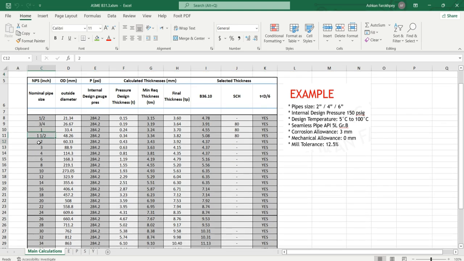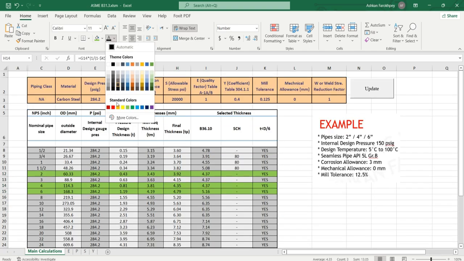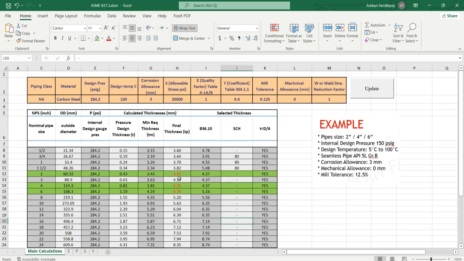Okay, based on these data, the Excel automatically gives us the tm or the minimum pipe thickness. This number is multiplied by 12.5% and tp is obtained by now. The Excel sheet compares the final tp with the numbers in ASME B36.10 and gives us the thickness one step above the tp as the standard-based thickness.